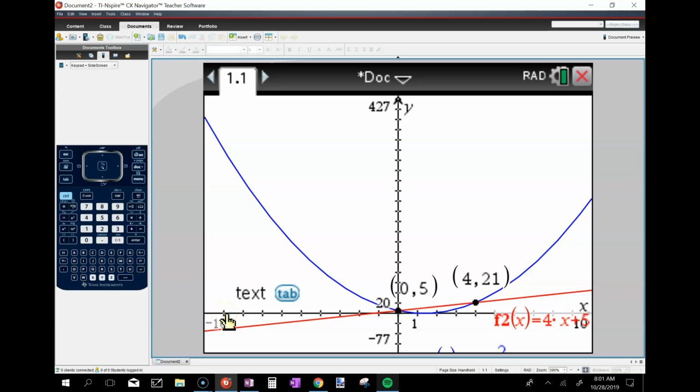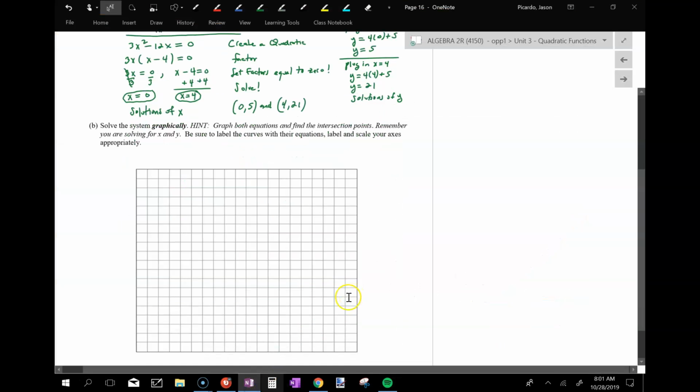Now, here's the thing, right? Do we all agree that getting that on the calculator is not that difficult of a task, right? What is kind of a difficult task, though? Getting it from the calculator onto the paper, right? Well, here's what I know right now. I know there's an answer at (0, 5). I know there's an answer at (4, 21). So I'm going to do this.